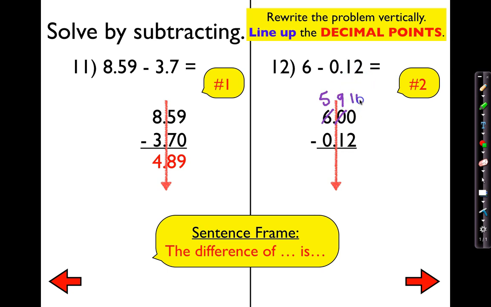So this becomes a 10, and our answer should be 5 and 88 hundredths. Once again, please remember to line up those decimals. And once again, our answer makes sense. $6 minus about 12 cents is $5.88.